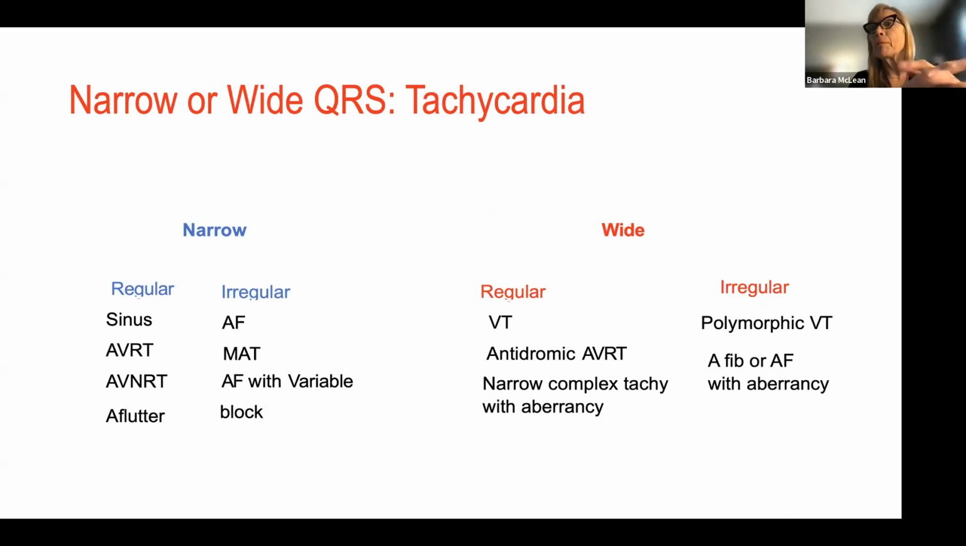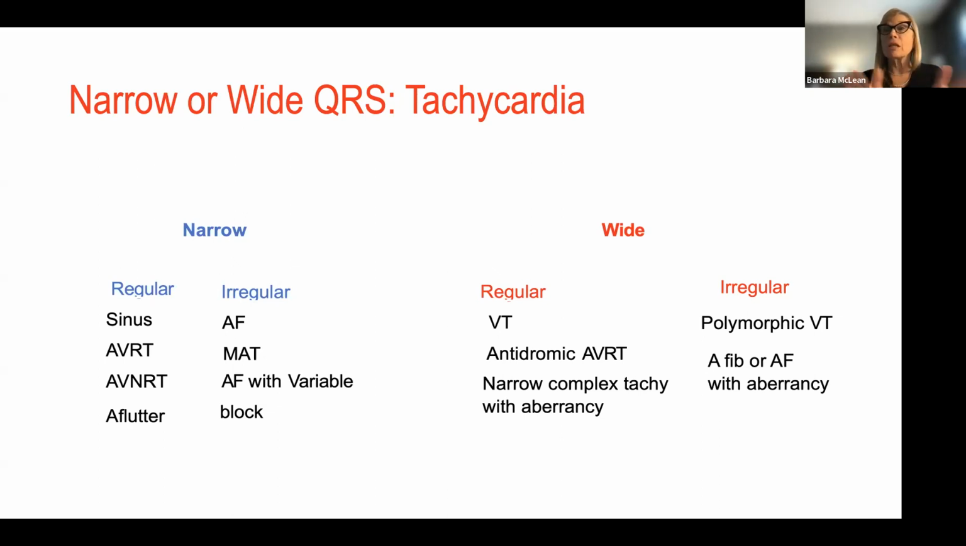Now, the thing to remember about VT is it's regular. So one of the things we're always going to look at when we look at a strip quickly is, is it regular or irregular? Because VT is almost always regular, unless it's coming from more than one ectopic source. So if it's polymorphic VT, it tends to be quite irregular. And if you have AFib or aflutter with aberrant conduction, that could also be irregular.